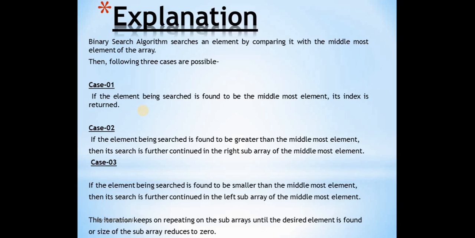Means let's say we have an array of 1, 2, 3, 4, 5, 6, 7, 8, 9, 10 elements, and the element that we want to search is greater than the middle element, then the searching will be performed in the right sub-array. And if the element that is being searched is found to be smaller than the middle element, then the searching is continued in the left sub-array of the middlemost element. This iteration keeps on repeating on the sub-arrays until the desired element is found or the size of the sub-array is reduced to 0. Okay guys, so here are the cases. I hope you have got a central idea of what exactly we are trying to say.